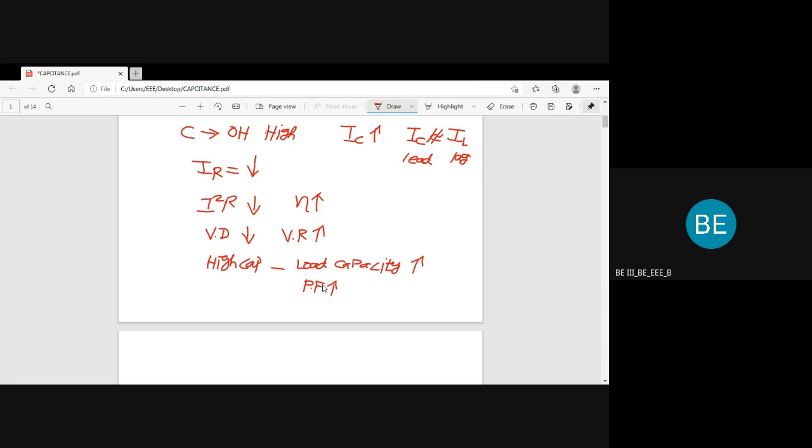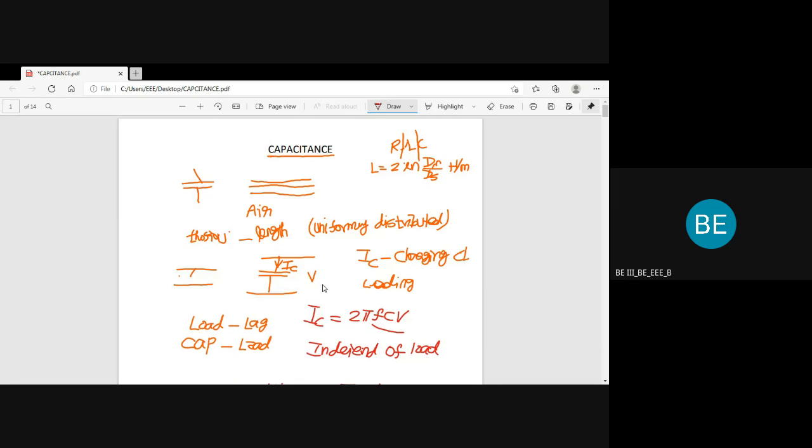Right? So once again, I repeat from the starting. So we will say capacitance. What is meant by capacitance? When two conductors are separated by an insulating medium, we call it either a condenser or capacitor. If we consider an overhead transmission line, air will be acting as the dielectric medium. So there is an existence of capacitance in the transmission line. This capacitance is uniformly distributed along the line.